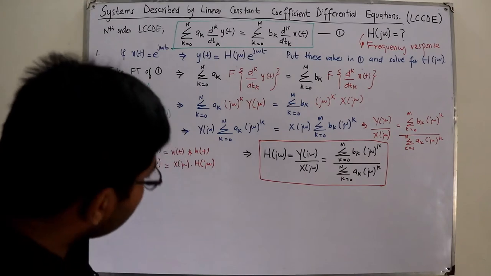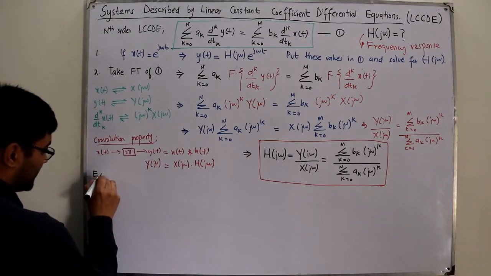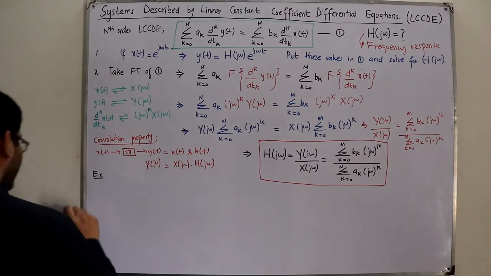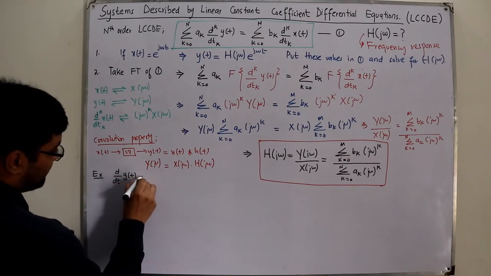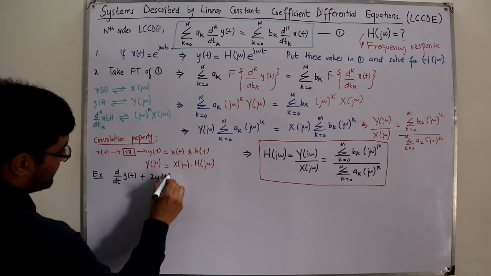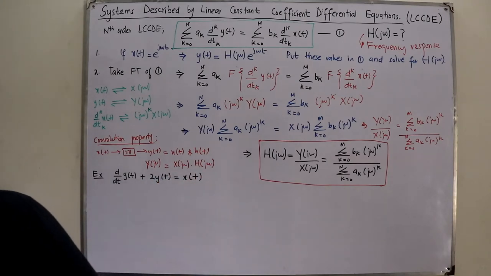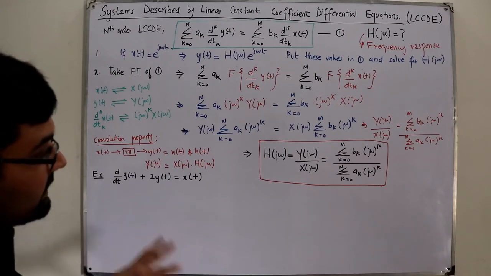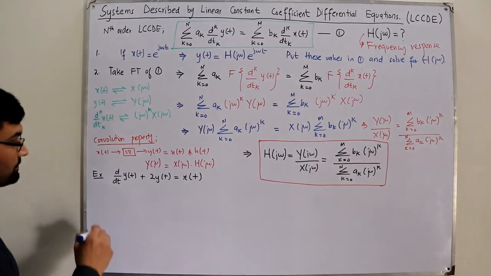Now if we talk of examples, let's say the book examples, you name it, you number it for yourself, whatever is the number, this is the book example. You have the derivative of y of t plus 2 times y of t, and this is equal to x of t. And so for this, the h of j omega is unknown. So h of j omega you can simply calculate. H of j omega is summation k running bk and this and that.